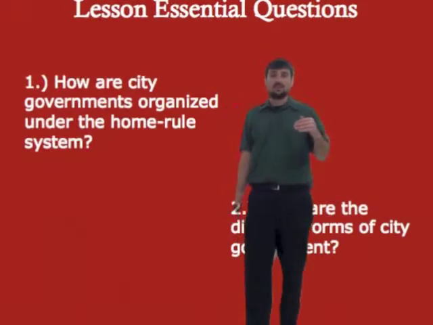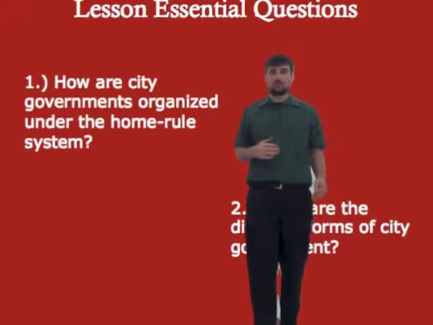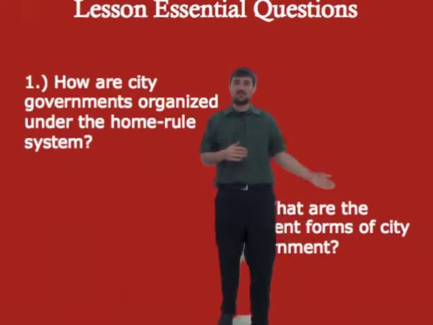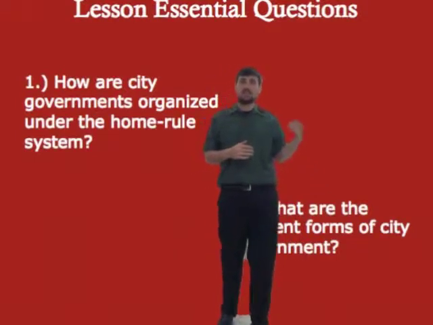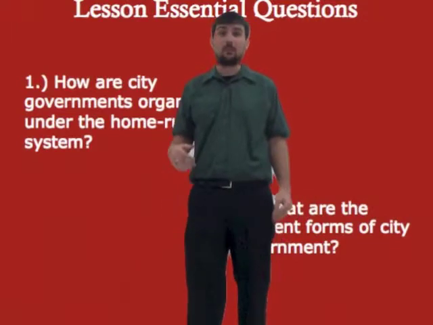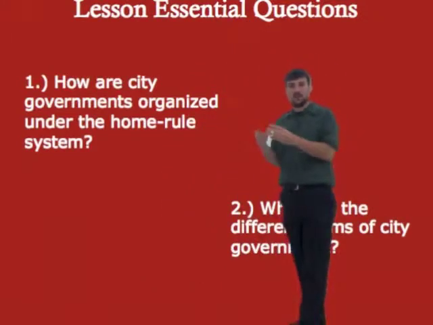We covered all the material for the unit. Let's go back and discuss the lesson essential questions. Lesson essential question 1: How are city governments organized under the home rule system? As you can recall, the traditional system is when the state gives the city their charter and has to have the state legislature approve any changes. Under the home rule system, the state gives them permission to create their own charter and manage their own affairs within their small city.